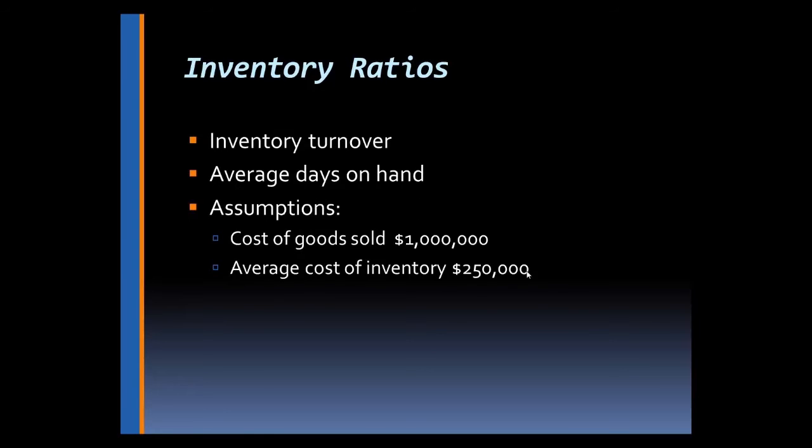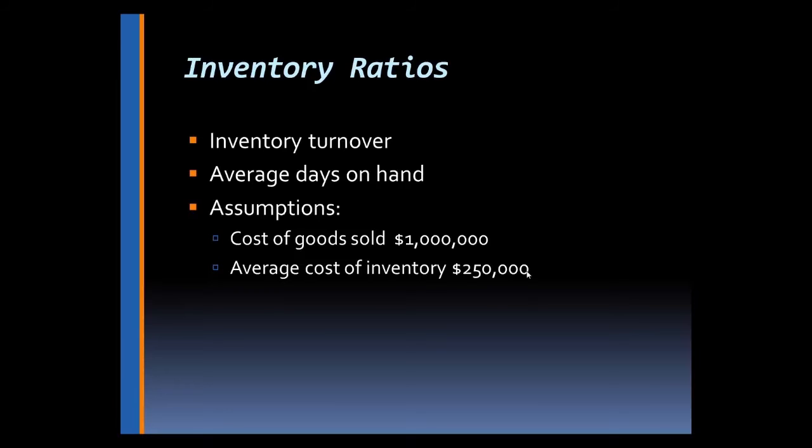We also have some inventory ratios. We have inventory turnover and average days on hand. We want to turn our inventory over as fast as we possibly can, so it becomes accounts receivable, and then we want to turn the accounts receivable over as fast as we can to get it back to cash.